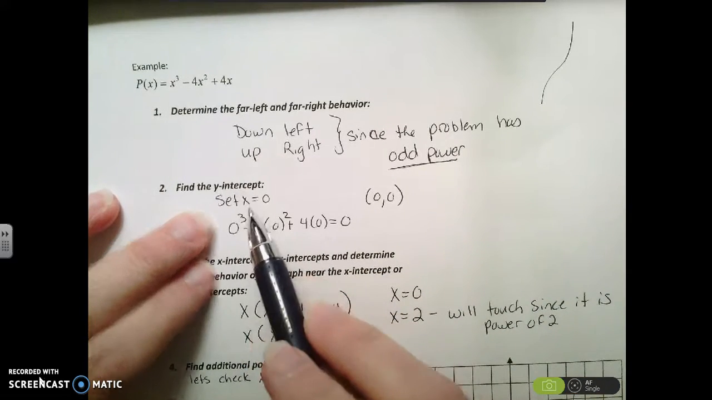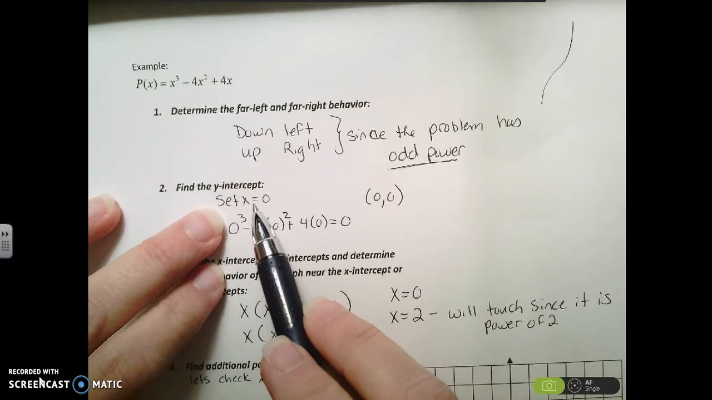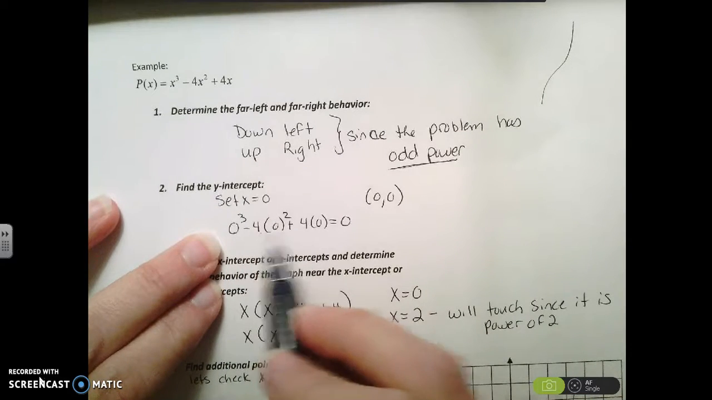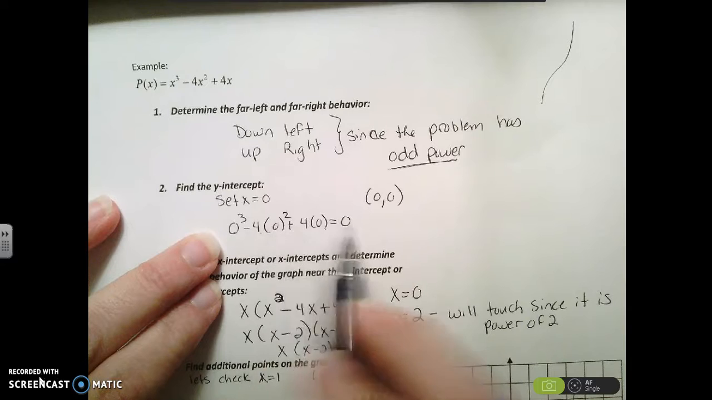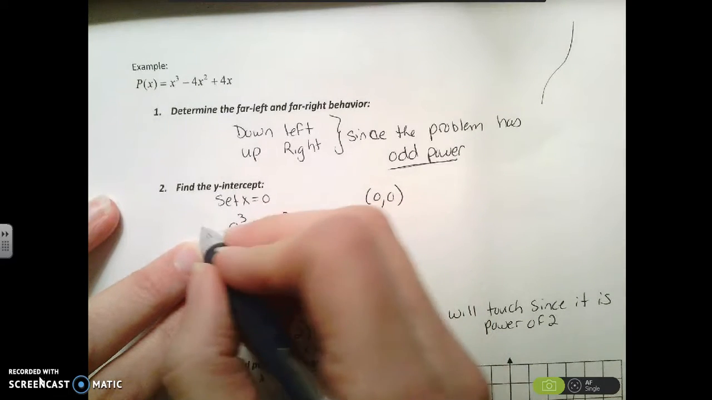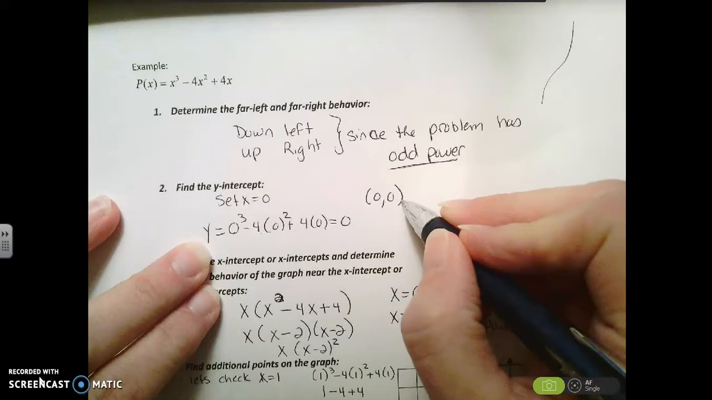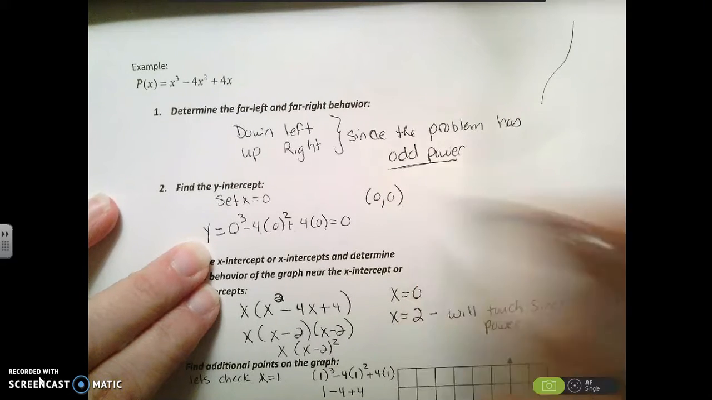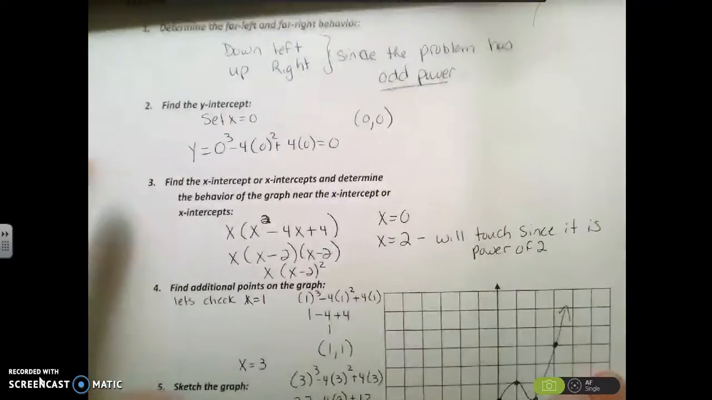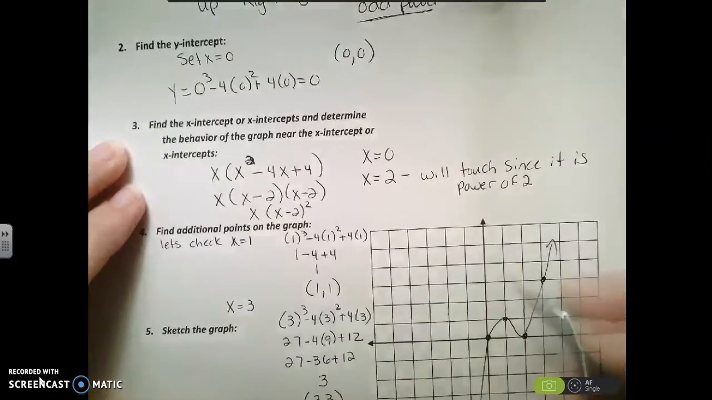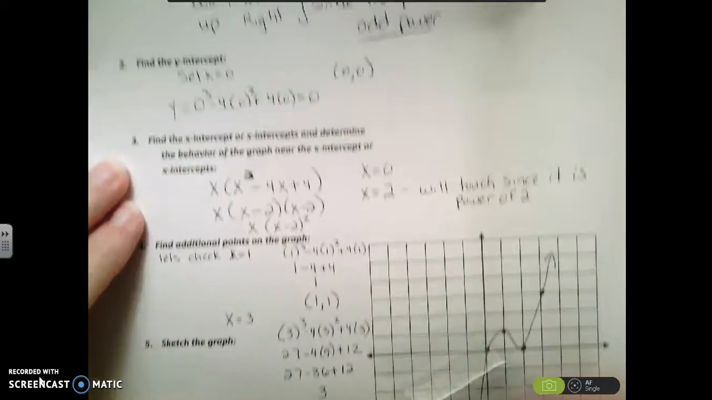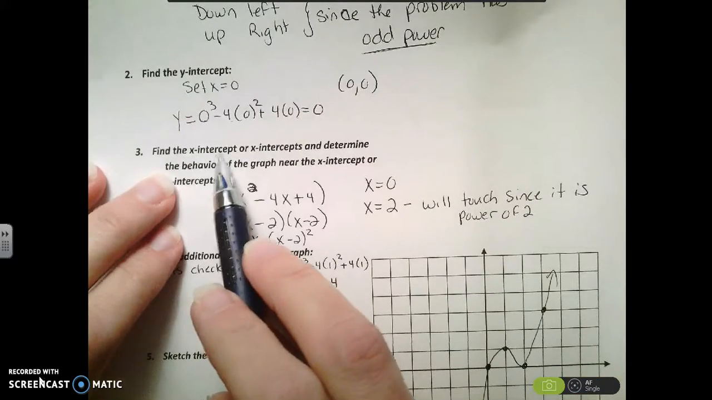Find the y-intercepts. So to find the y-intercepts, I set x equal to 0. Well, if I set x equal to 0 in this problem, everything is 0. So x is 0, y is 0. So my y-intercept is (0, 0). So if I want to, I can now go to my graph and I can put that (0, 0) on my graph. Okay, find the x-intercepts.